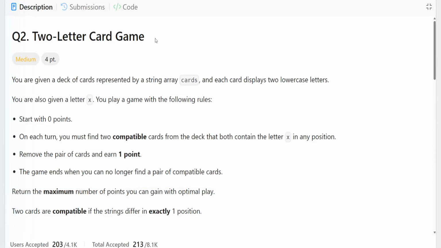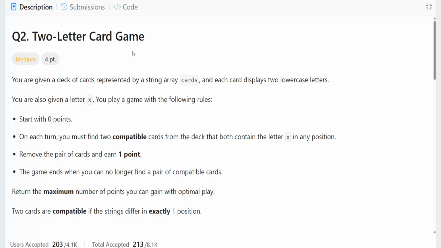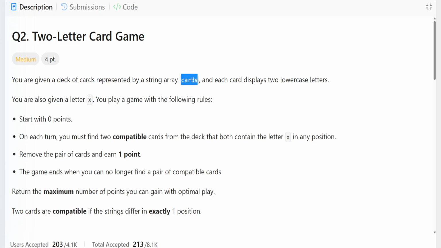Hello everybody. So this is another question we have, Q2 in contest 164, Two-Letter Card Game. Let's try to understand the question. First, we are given a deck of cards represented by a string array called cards. Each card displays two lowercase English letters, and you are also given a letter X. X can be any English letter.